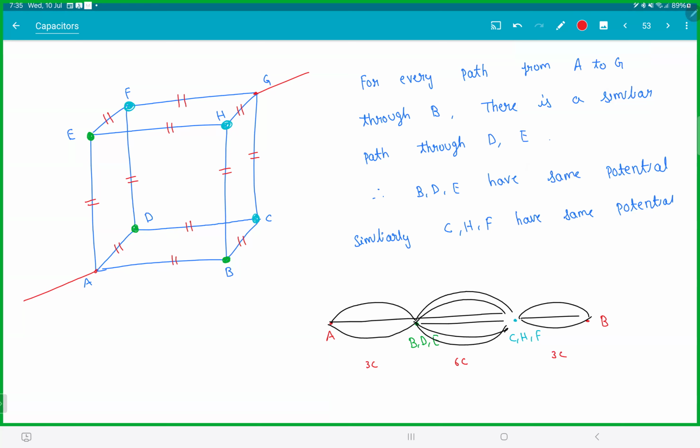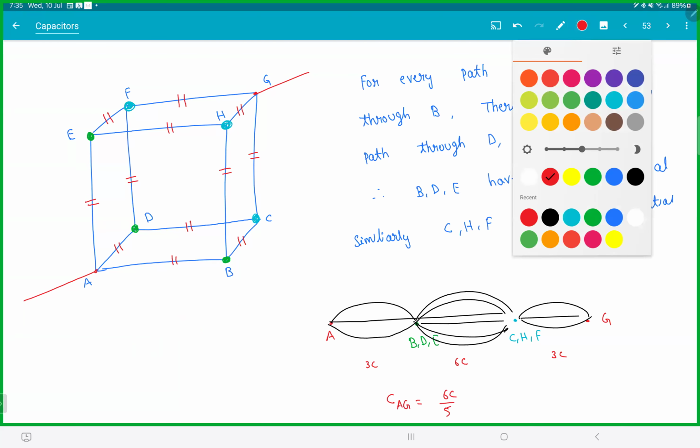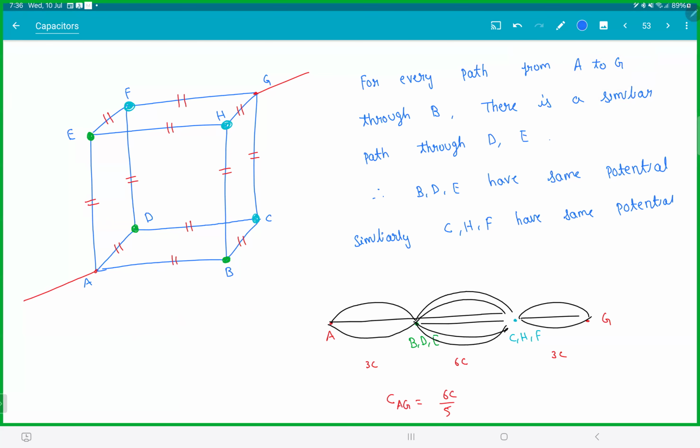All 3 are in series. So CAG will be how much? 6C into 3C by 2, divided by 6C plus 3C by 2. That gives 6C by 5. Please check it out. That cube suddenly becomes a series-parallel circuit. So we are using cube symmetry in combination with nodal analysis. The main idea in the cube is that 3 points have the same potential when you go from A to G.